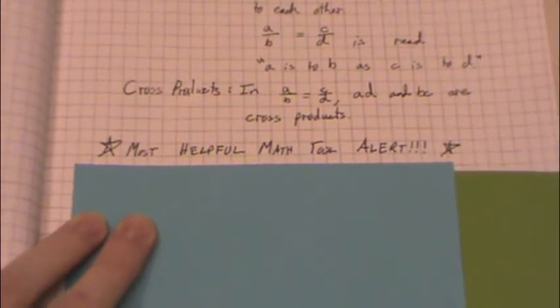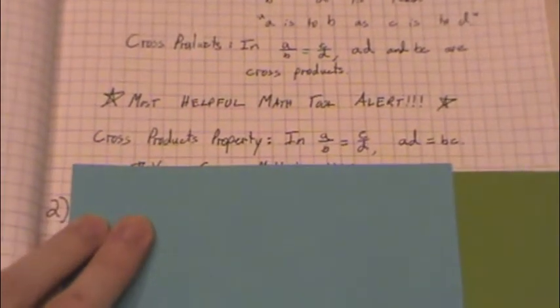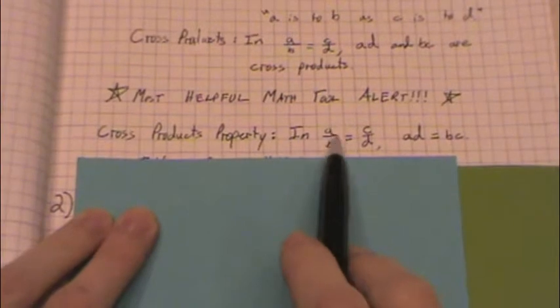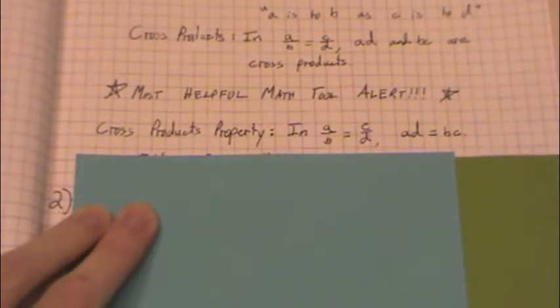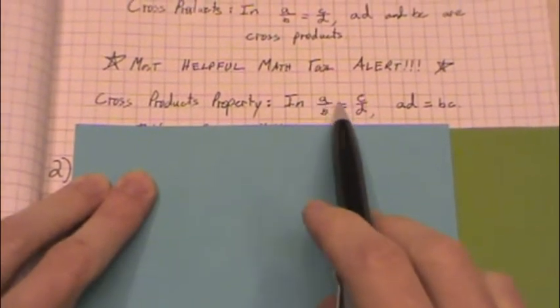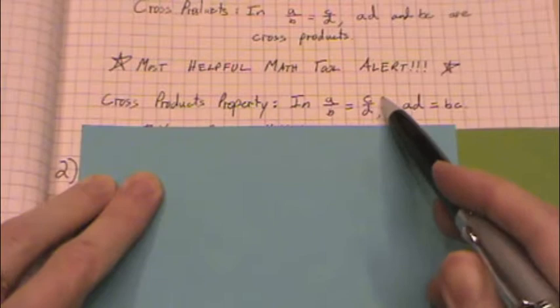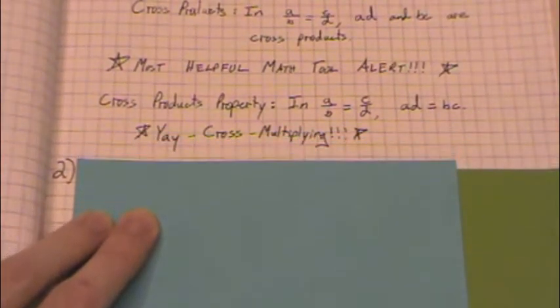Why is it a most helpful math tool? Because of the cross products property. AD is equal to BC. So when you have an equation that's two fractions like that, you can multiply this and that and clear the fraction. It's called cross multiplying.